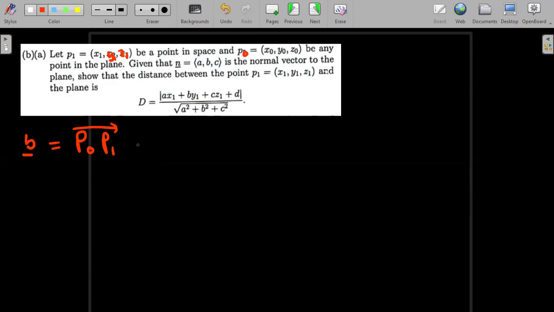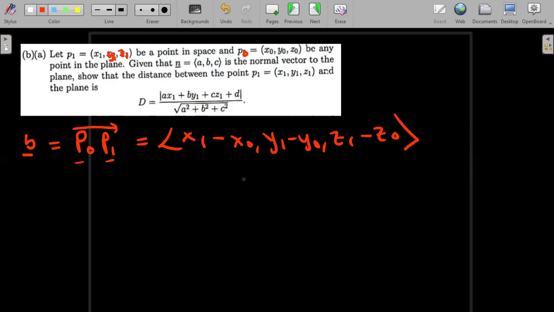So this is going to be equal to, you get the last point where you're ending from, that's P1. So you have x1 there. That will be x1, minus where you started from, that's P naught, and that will be x minus x naught. Then that gives you y1 minus y naught, and then z1 minus z naught.